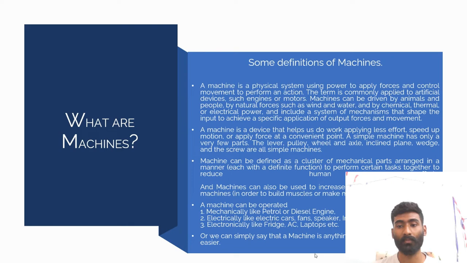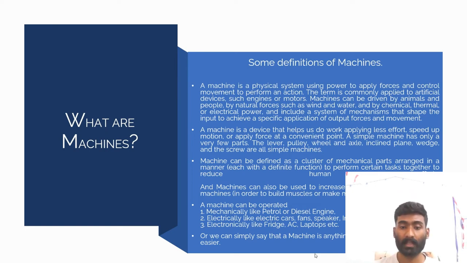Second one says, a machine is a device that helps us do work applying less effort, speed up motion, or apply forces at a convenient point. A simple machine has only a few parts, very few parts: the lever, pulley, wheel and axle, inclined plane, wedge, and the screw. These are all simple machines. In the future slides, I will show you some examples.